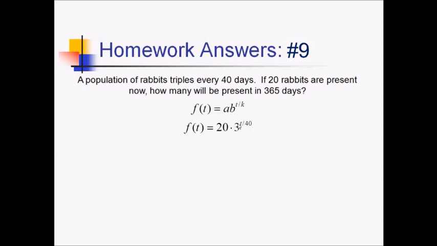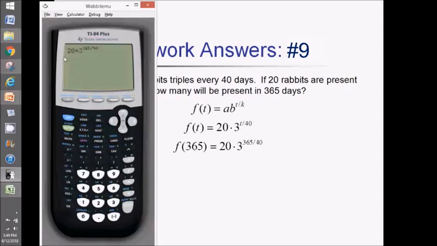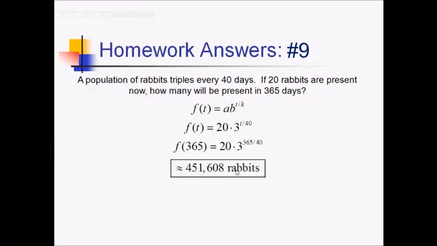And now for the T value, we wanted the number of rabbits after 365 days, so that's our T value, 365. Let's plug it in the calculator and see what happens. So we've got 20 times 3 to the 365 over 40, which comes out to 451,607.8. So we'll round that up to probably 608 rabbits. I don't think we want a fraction of a rabbit.